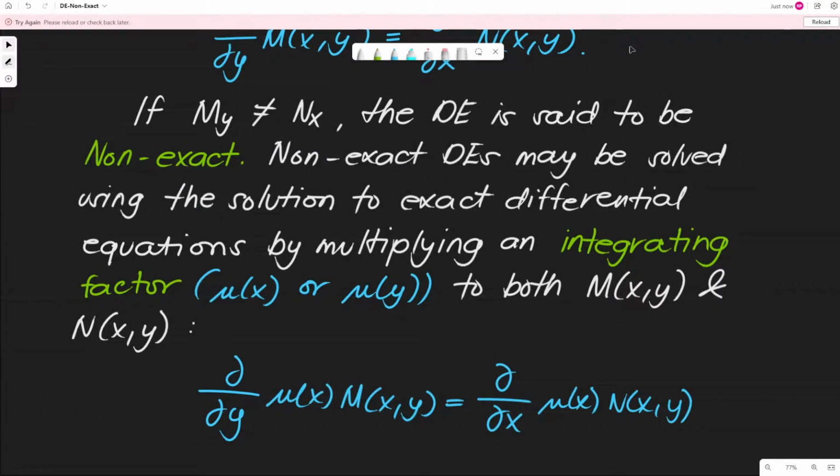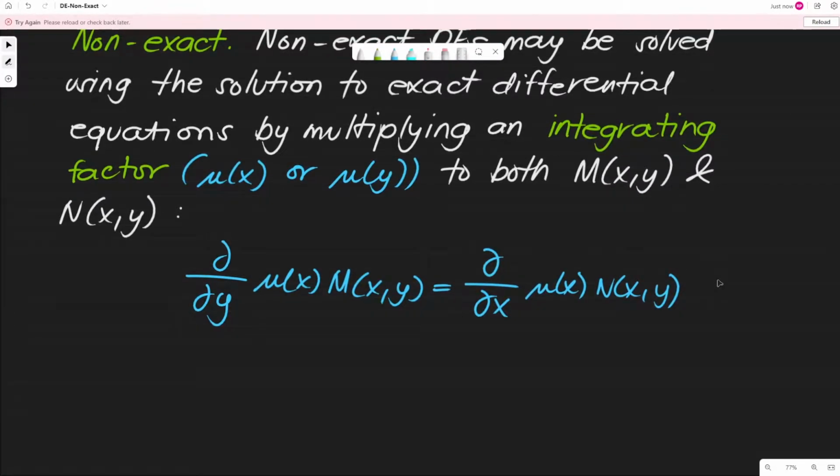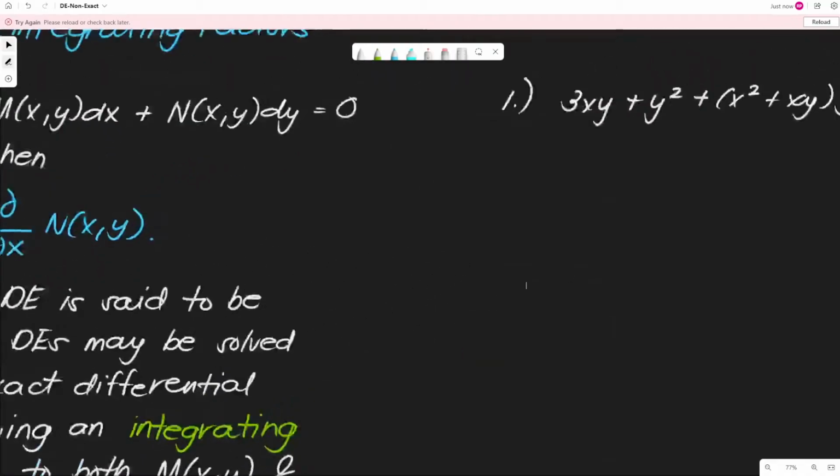So non-exact DEs may be solved using the solution to exact differential equations by multiplying what we call an integrating factor. This integrating factor is a function, whether of x or of y, multiplied to both terms, our M of x,y and our N of x,y. Once we multiply the integrating factor, the partial derivatives become equal, and hence we can call it exact. So we can proceed with the solution to exact differential equations. Let's have our examples here.